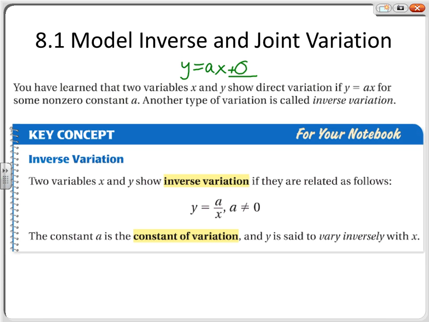Inverse variation, instead of multiplying your constant of variation by x, you're going to divide by x. Regardless, you always start your equation y equals a. Then you either multiply by x if it's direct, or divide by x if it's inverse. And again, the a is that constant of variation.